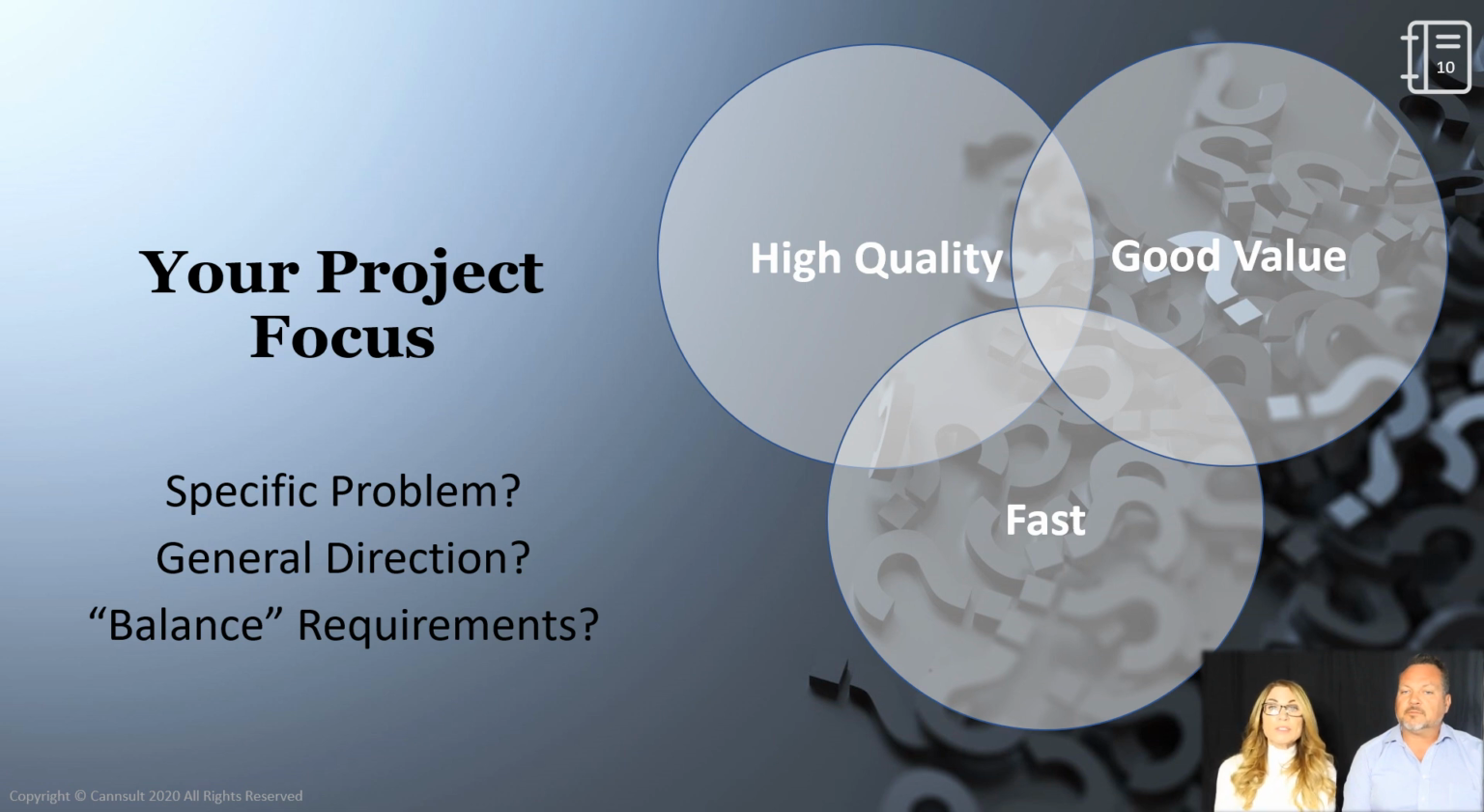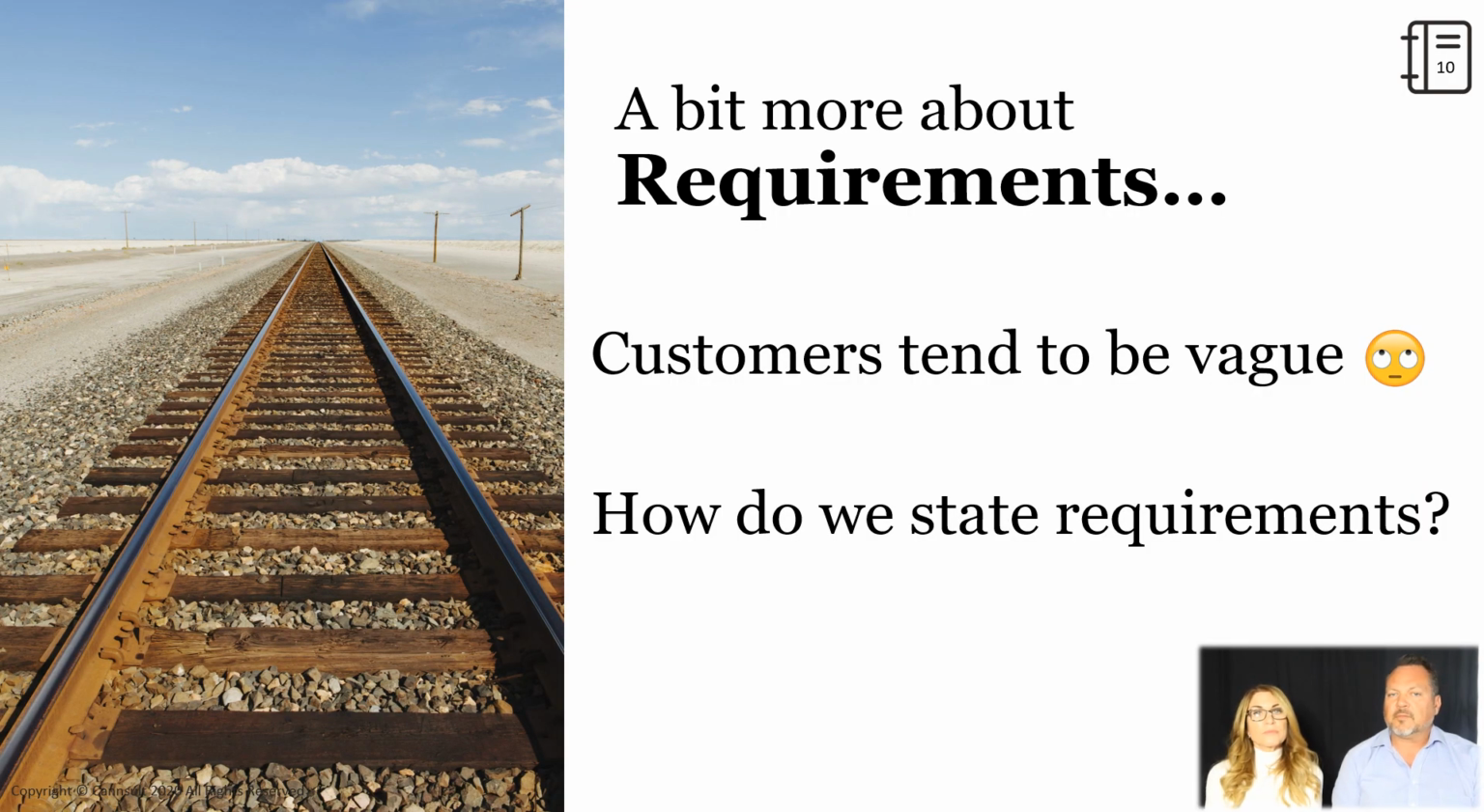There are a lot of people who will say that the sweet spot in the center does not exist. In fact, there are a lot of memes and posters that say quality, value, speed, pick two, meaning that you can't have it all. But that's the whole point of process improvement. It's to find a way to meet all requirements while balancing the needs of the business.